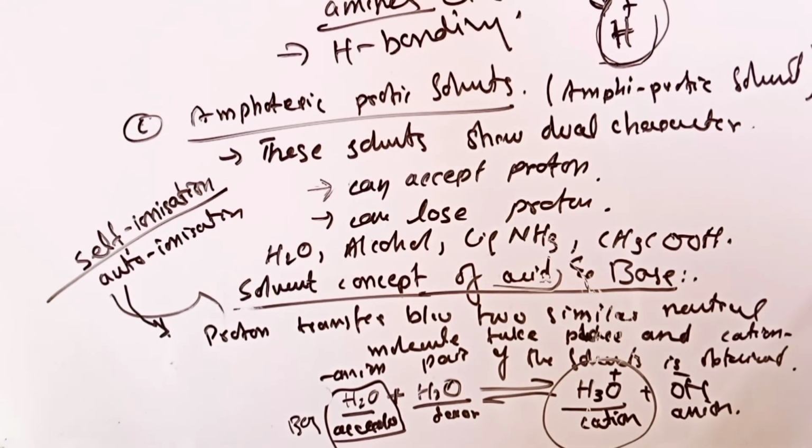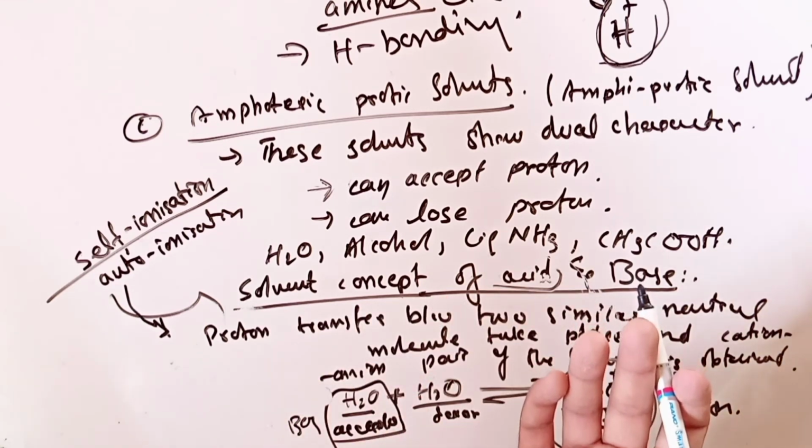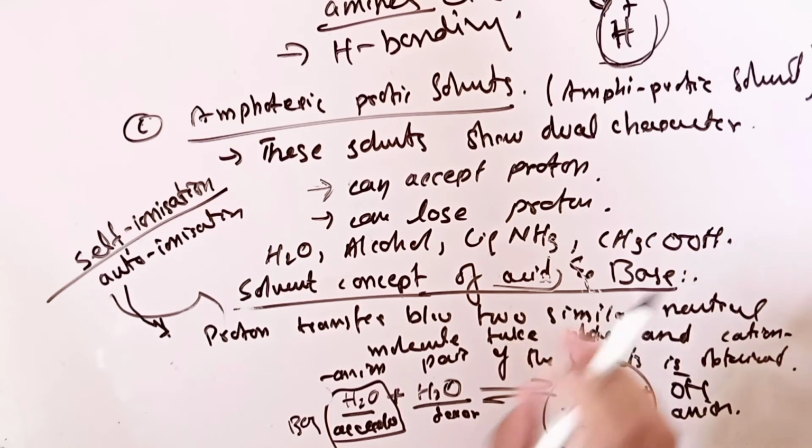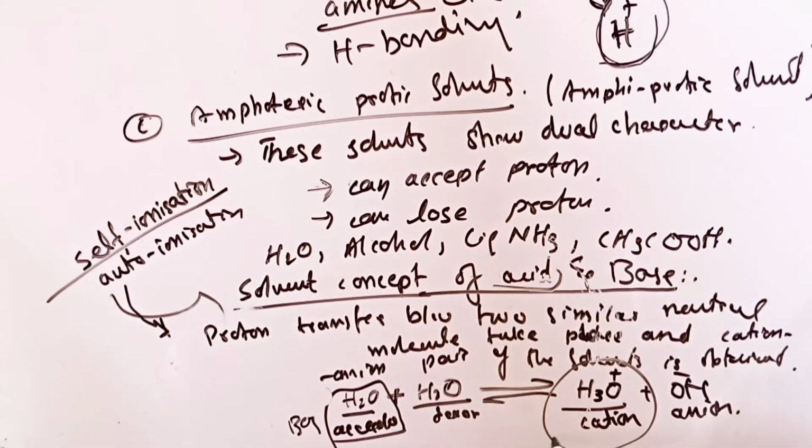Now I am telling you the solvent concept of acids and bases. If you know what self-ionization is, you can define the solvent concept of acids and bases. According to this concept, an acid is any substance that increases the concentration of the solvent cation, and it will act as an acid.